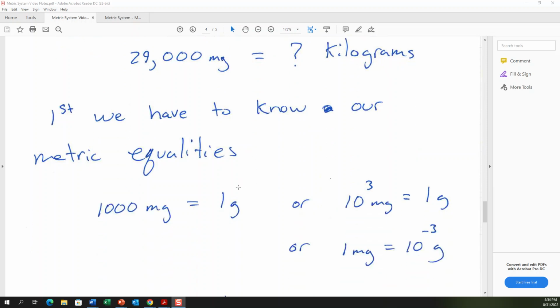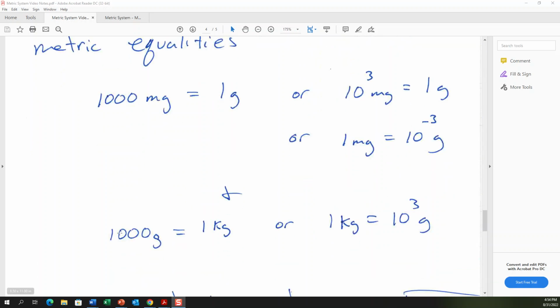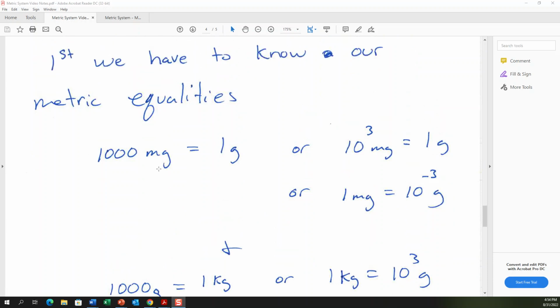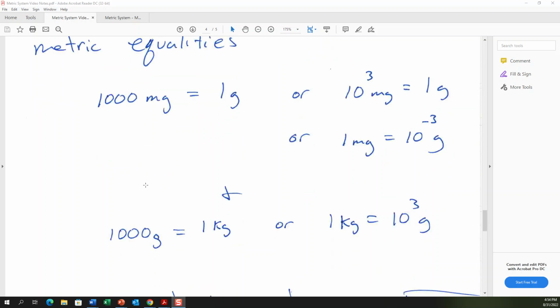Okay, so the equalities I need to know here are just two other ways to represent this same equality. So I know 1,000 milligrams equals 1 gram. That's an equality I need to know for this. And then I also know that 1,000 grams equals 1 kilogram. Now what we can do with these is make what we call conversion factors. An equality can make two conversion factors. I could say 1,000 milligrams over 1 gram, or I could say 1 gram over 1,000 milligrams. And then here I could say 1,000 grams over 1 kilogram, or I could say 1 kilogram over 1,000 grams.